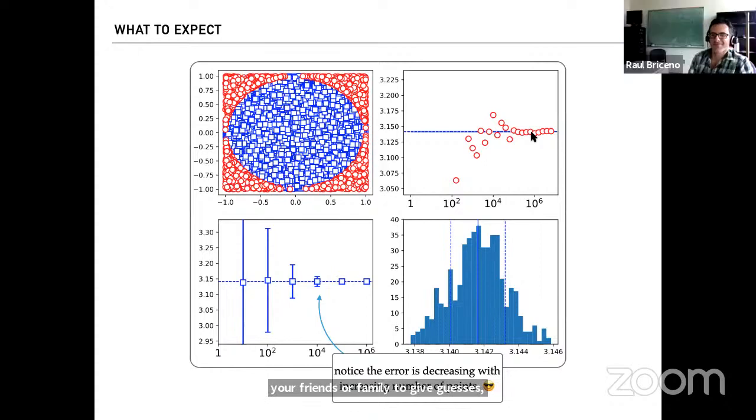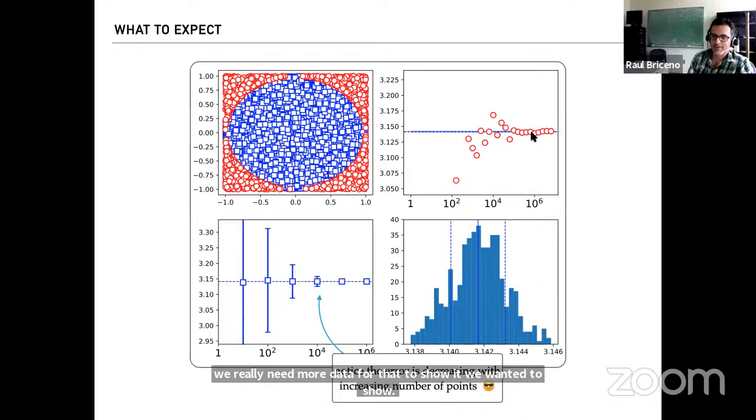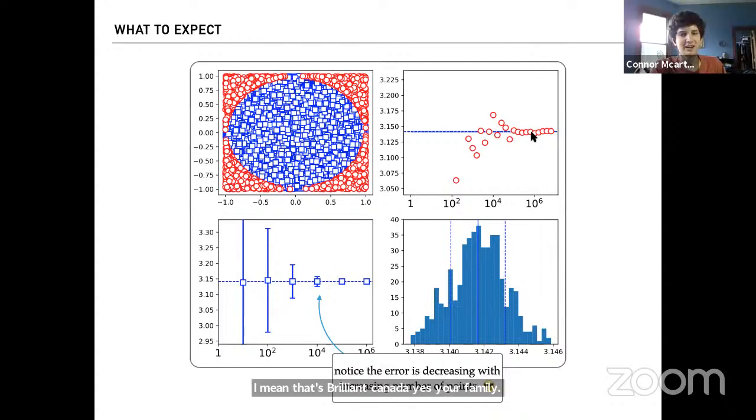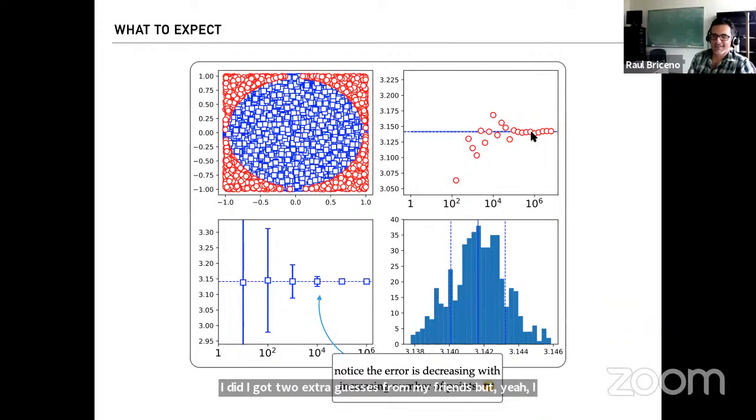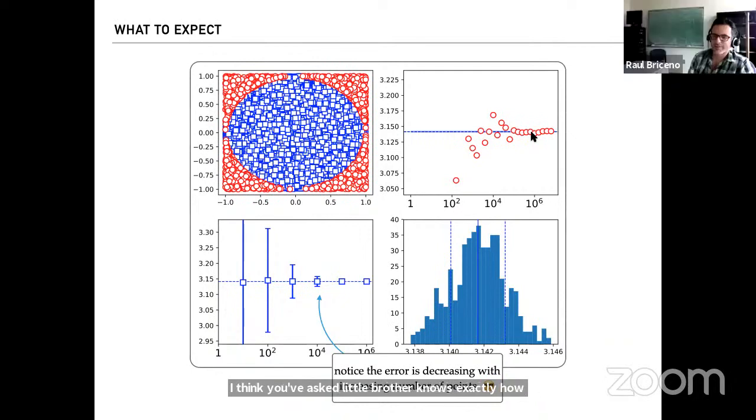You can put multiple in the chat. I think we can figure that out. Yeah, we really need more data for that to show what we wanted to show. I mean, that's brilliant. Connor, did you ask your family? I did. I got 2 extra guesses from my friends, but yeah, I think my little brother knows exactly how many marbles there are. So that's okay. He won't skew it, right? Okay. I mean, it's just one data point, right?